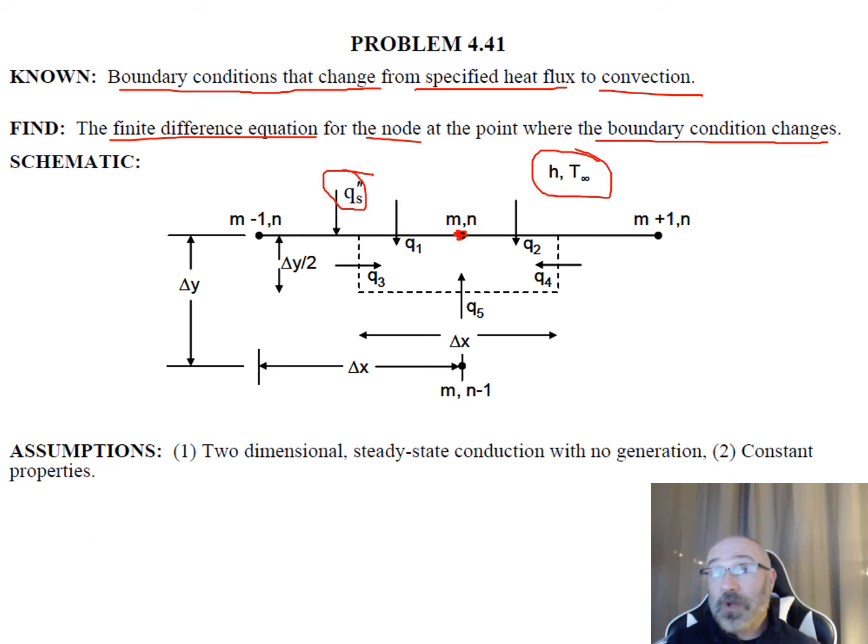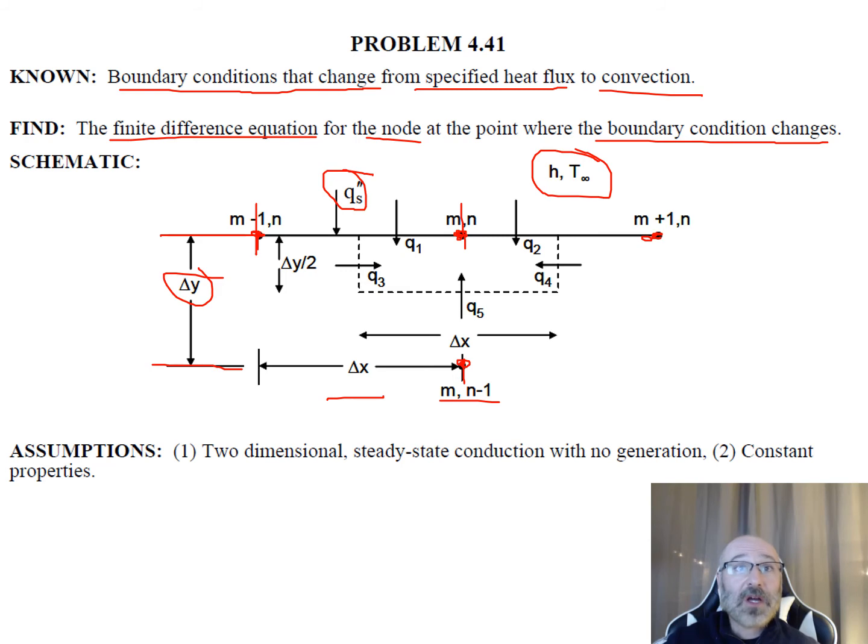We also have three other nodes. We have this node right here, which is our m minus 1, n. We have this node right here, which is our m plus 1, n. And we have this node right here, which is our m, n minus 1 node right there. So what we can see now is the distance between this node and this node right here is our delta x, which is the same distance as between this node and our center node there. And the distance between this node at the bottom, our m comma n minus 1 node, and the center is this delta y distance right there.